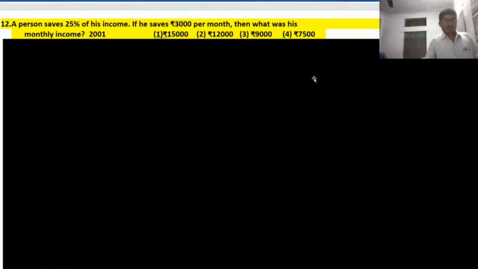Question number 12. A person saves 25% of his income. If he saves 3000 per month, then what was his monthly income? 25% of his income is the savings, which is 3000 rupees.